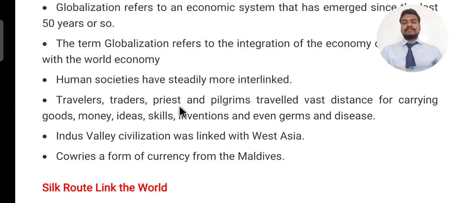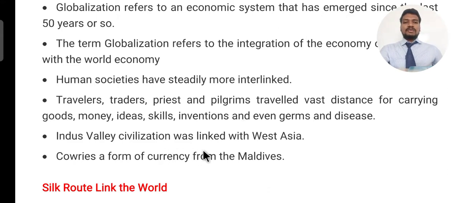Then the traders, by exporting and importing goods, started to earn their money. And the priests started to move from one place to another. Pilgrims, in order to visit their traditional gods, also moved from place to place, and in between they shared their ideas, experiences, and other things. So because of all these things, the whole world got globalization.